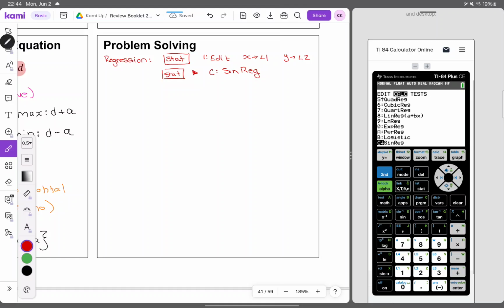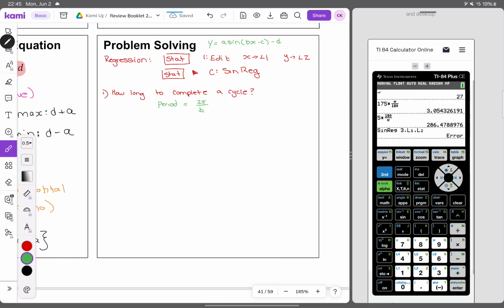All right. So there's a couple of different things that they can ask us with a sine reg. They might ask us about how long to complete a cycle. So this could be a question. They want to know the period. And we would find that by going 2 pi divided by whatever b value we found in our regression. We are going to use that to calculate our period.